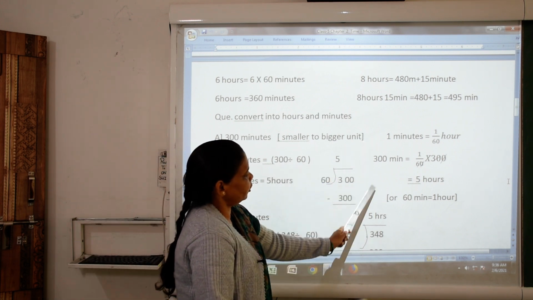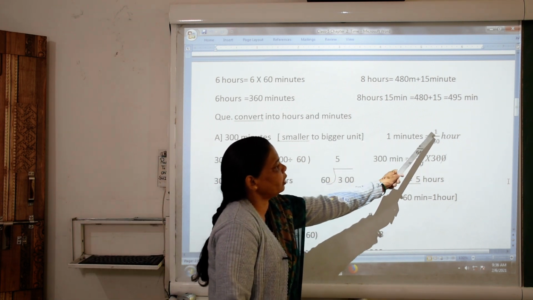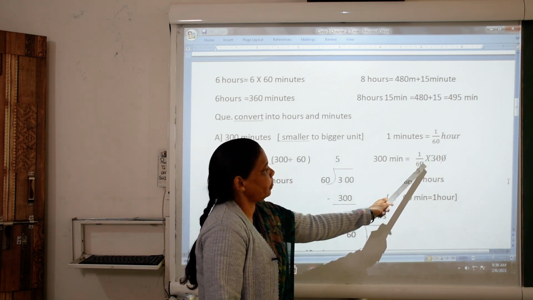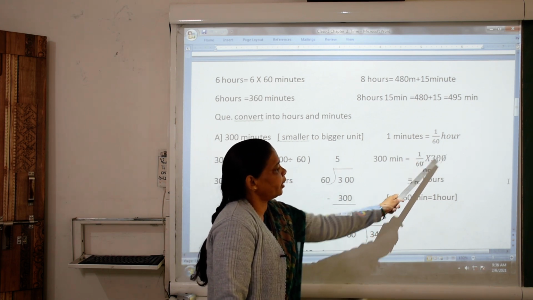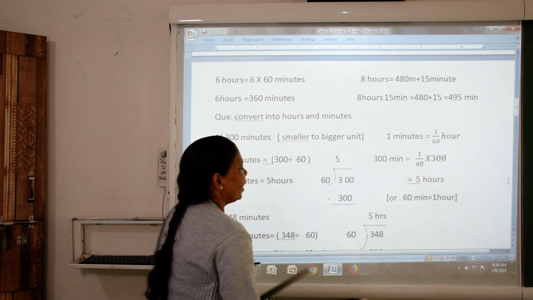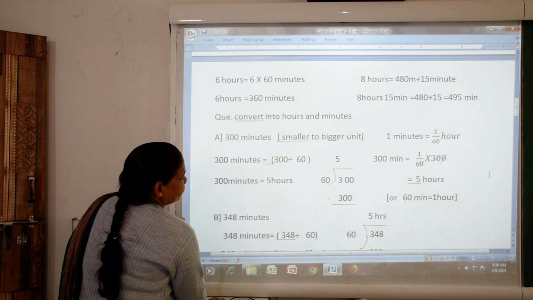You can do it this way also. 1 minute is equal to 1 by 60 hours. So 300 minutes is equal to 1 by 60 multiplied by 300. You have to divide 300 by 60, so you will get 5 hours.